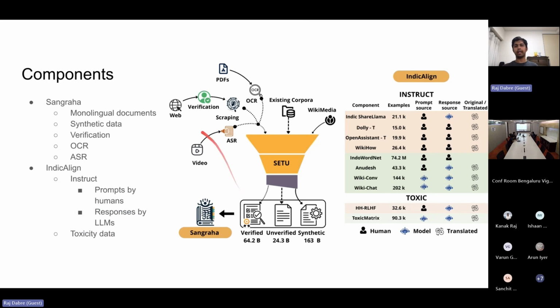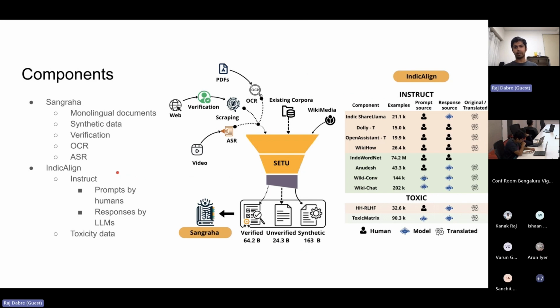So the Indic LLM suite consists of 2 major parts. One is Sangraha and then Indic Align. Sangraha is the largest collection so far of monolingual documents for 22 Indian languages. The figure just tells you an overview of what's what, but I'll get into specific details over time.